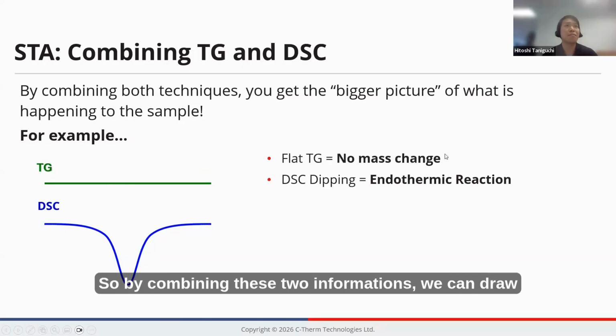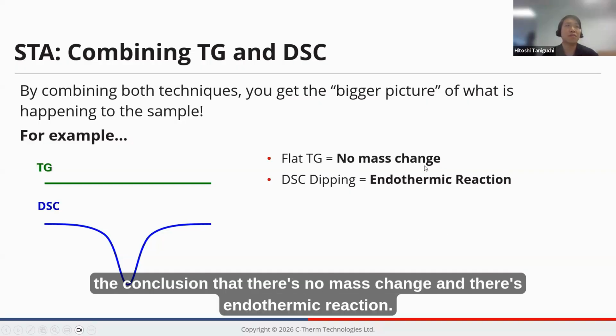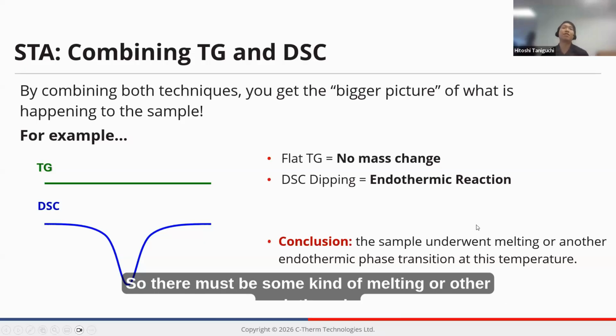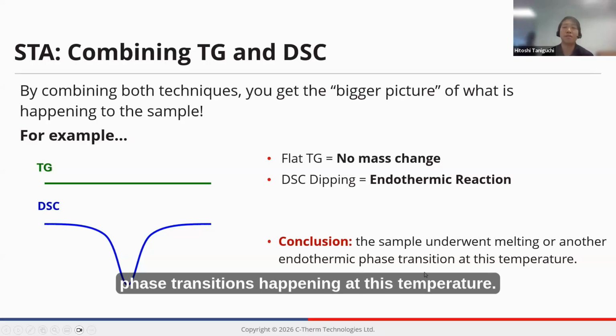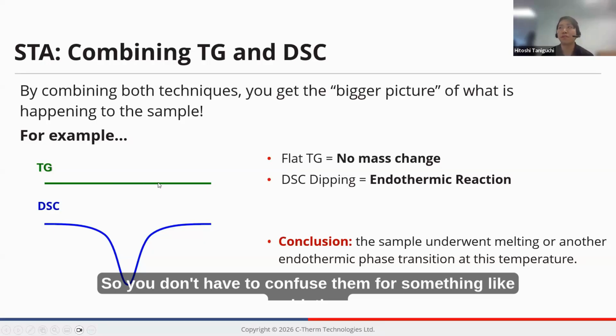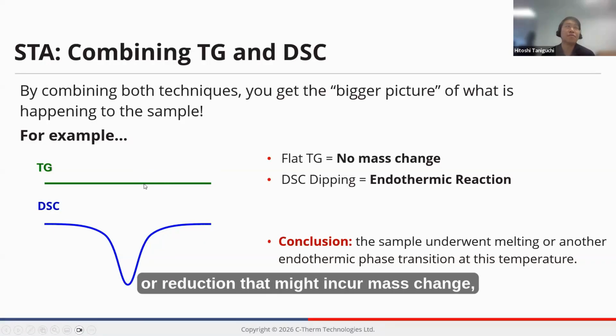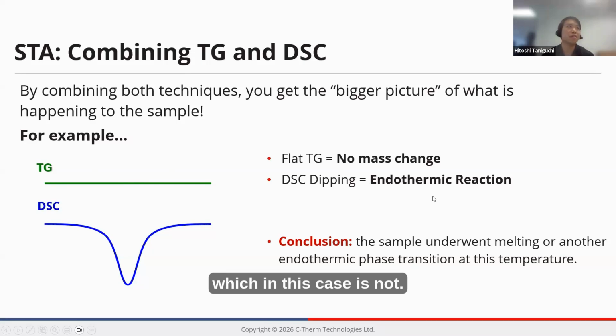So by combining these two pieces of information, we can draw the conclusion that there's no mass change and there's an endothermic reaction. So there must be some kind of melting or other endothermic phase transition happening at this temperature. So you don't have to confuse them for something like oxidation or reduction that might incur mass change, which in this case is not.